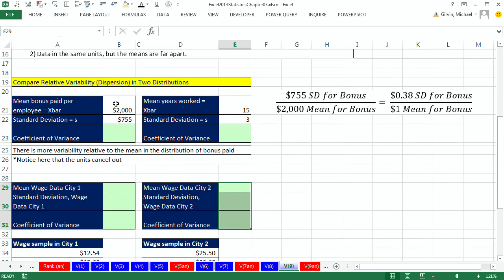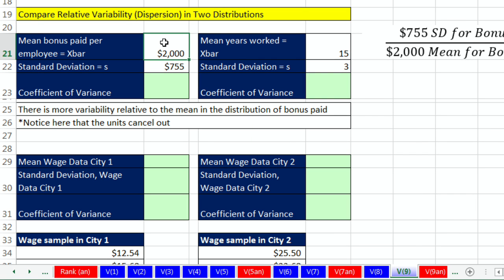Now, first example, we want to compare mean bonus paid per employee and the mean number of years worked at the firm. Well, look at these. The standard deviation here is $755 compared to 3 years. You just can't compare those. They're different units, but no problem. We can express each one of the standard deviations in units of x bar.